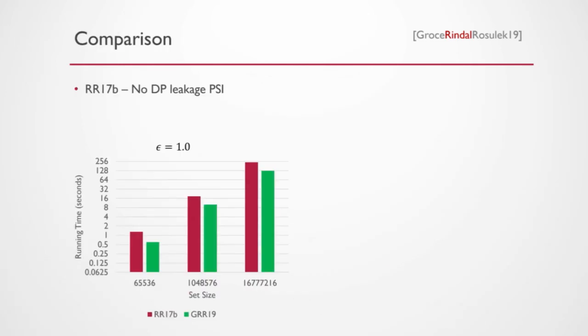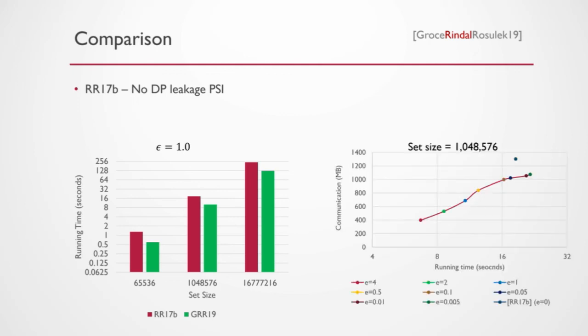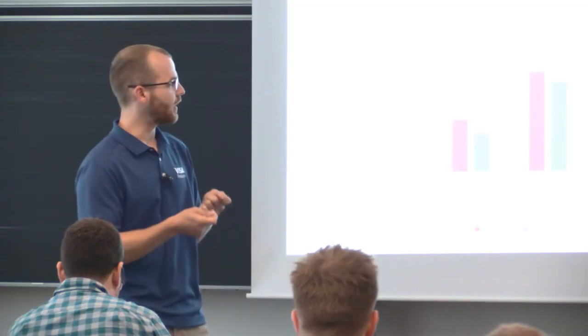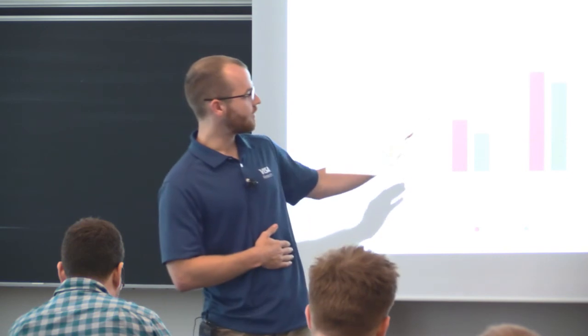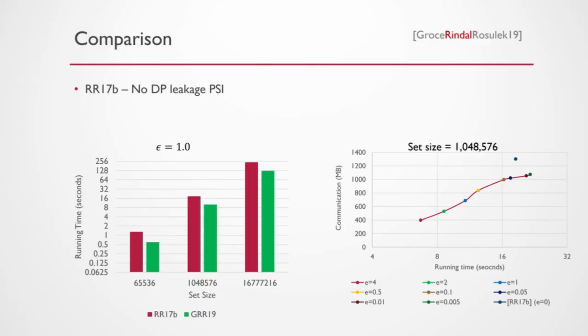But yeah, the main reason why we wanted to do this was to get improved performance out of this PSI protocol. And the question is, how did we do? For an epsilon of like 1, we're approximately twice as fast for a variety of set sizes over the standard protocol, which doesn't have any leakage. But also what is interesting is we can tune this epsilon parameter, and we can get a performance-privacy trade-off. Shown here in this red line is scaling epsilon from 4 down to 0.005. The vertical column is communication, and the horizontal is running time. So for all of them, we send much less data than the standard protocol.